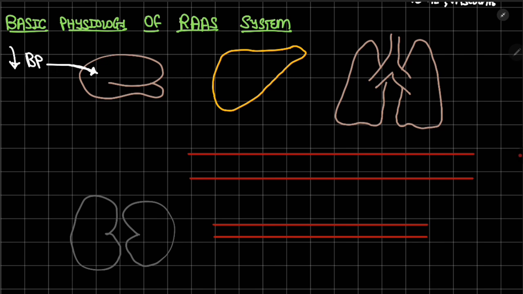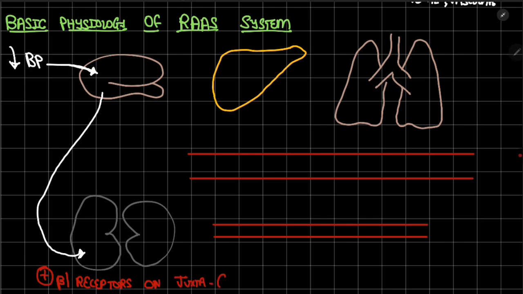Now the brain will send signals to the kidney and stimulate the beta 1 receptors on the juxtaglomerular cells. Once the beta 1 receptors on the juxtaglomerular cells or JG apparatus get stimulated, they will release one compound, that is renin.